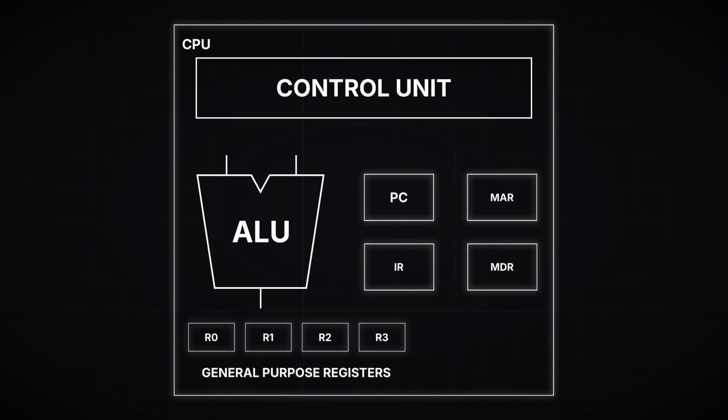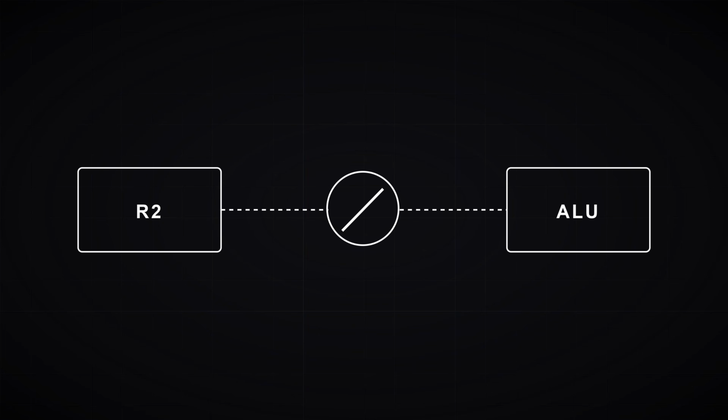Inside the chip, every component is connected through a web of pathways. But these paths aren't always open, they're gated. There's a tiny switch sitting on every wire, closed by default, blocking everything. The control unit's job is to open just the right ones for this specific instruction. So when the control unit says send R2 to the ALU, that's when the switch opens and current flows through the wire.